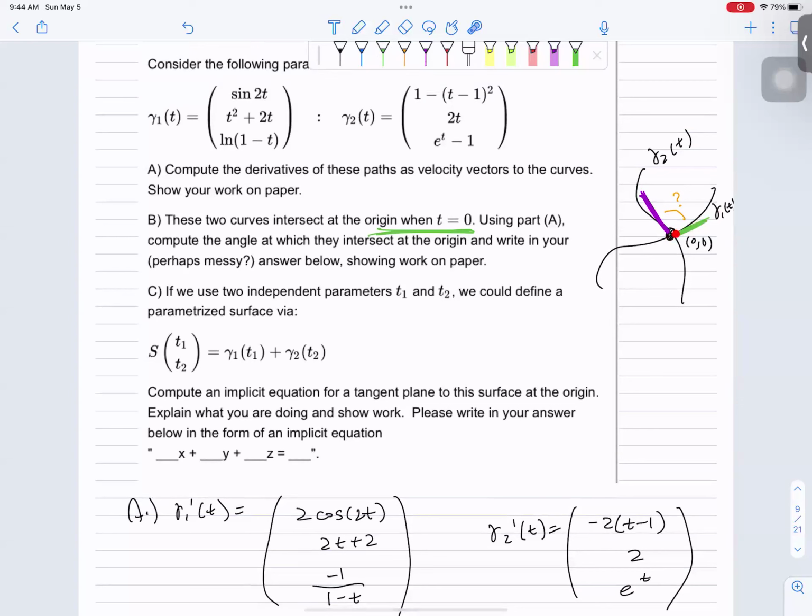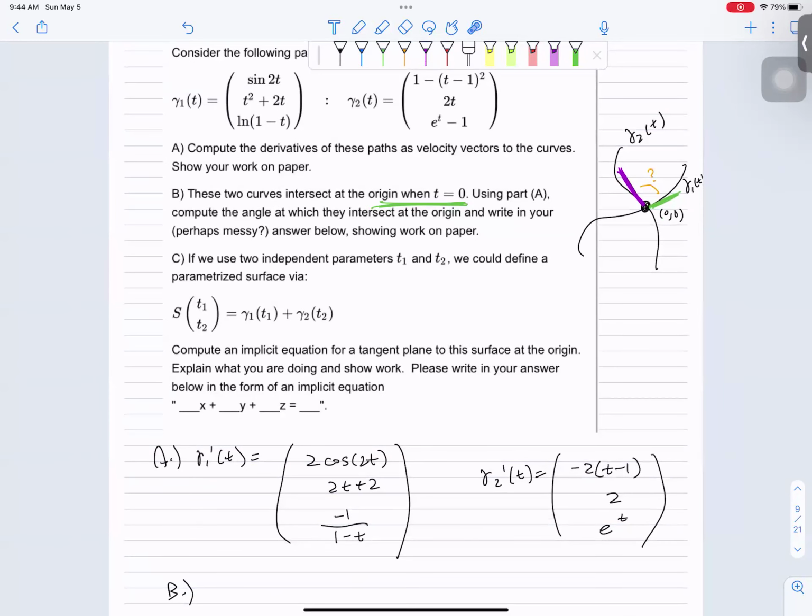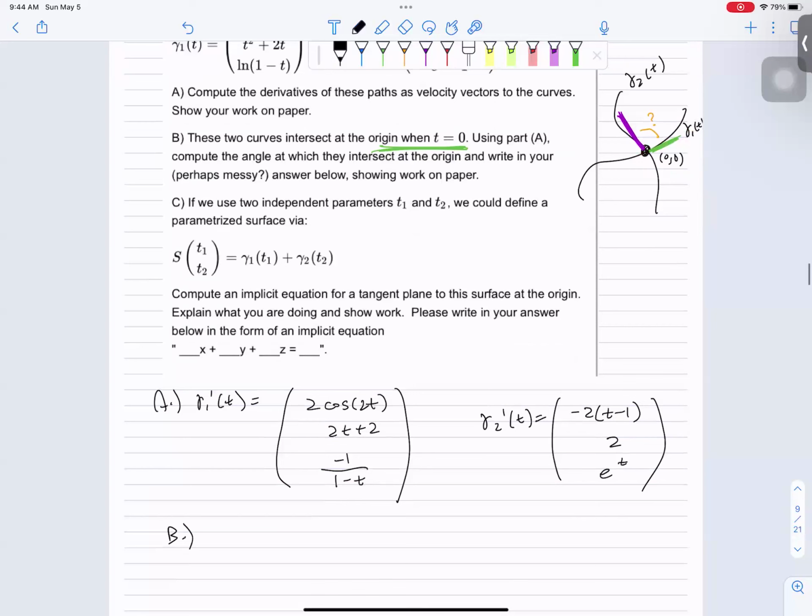How do I get these vectors? These are tangent vectors, because they barely touch my curve. And the tangent vectors are found by taking the derivative of the curve. So if I take the derivative of gamma 1, I get this green vector. I take the derivative of gamma 2, and I get this purple vector. And actually, I found those derivatives in part A. And now I have two vectors. What's the formula for an angle between two vectors? It's u dot v over the lengths.